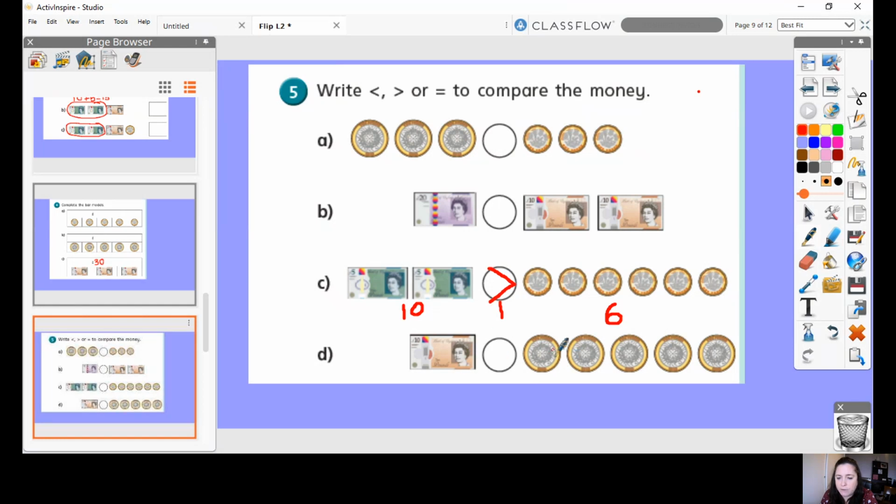So have a go at the other ones, work out what's on one side, what's on the other, and remember, if it's the same on both sides, it's going to be an equals.